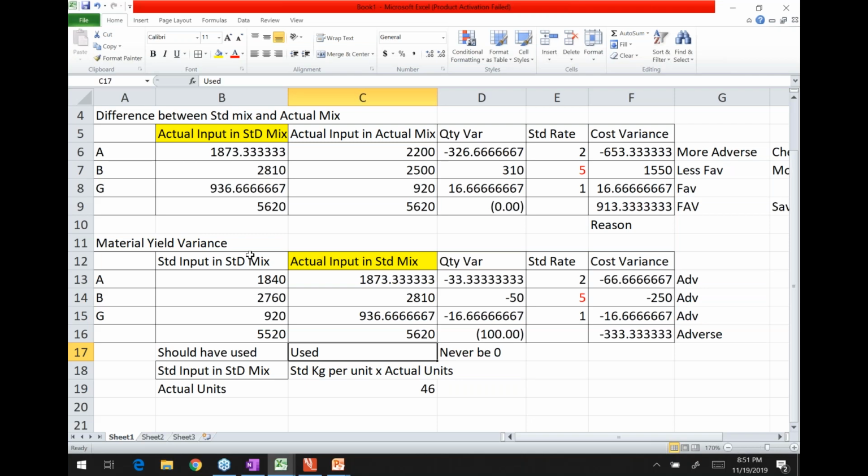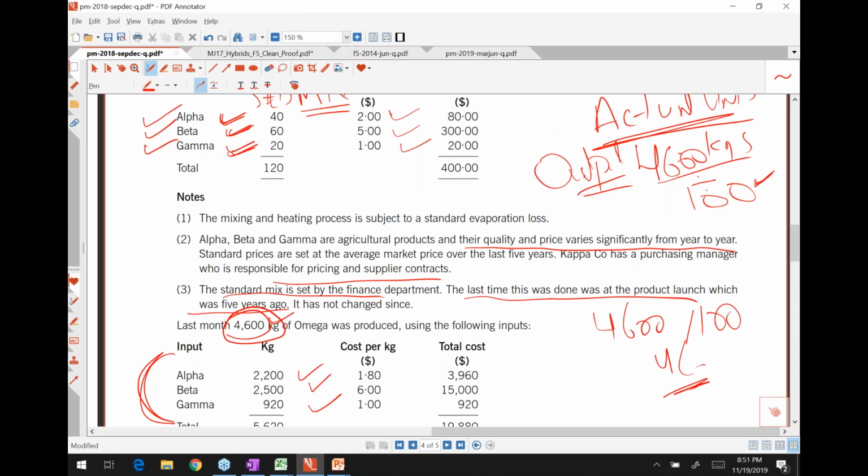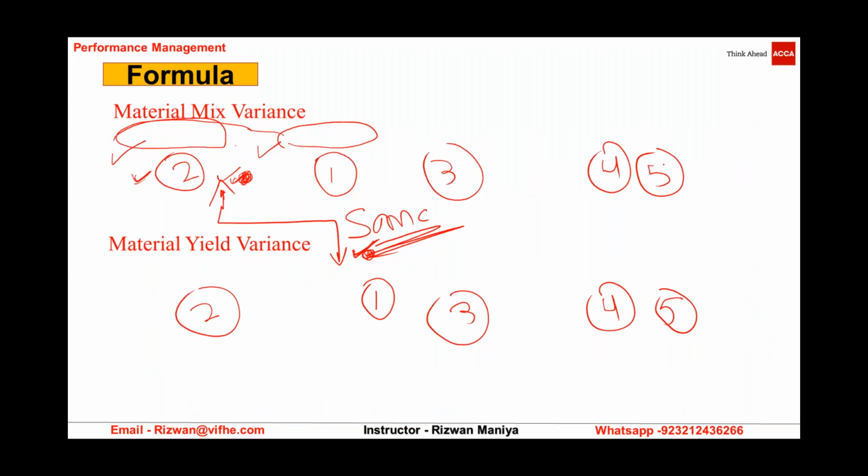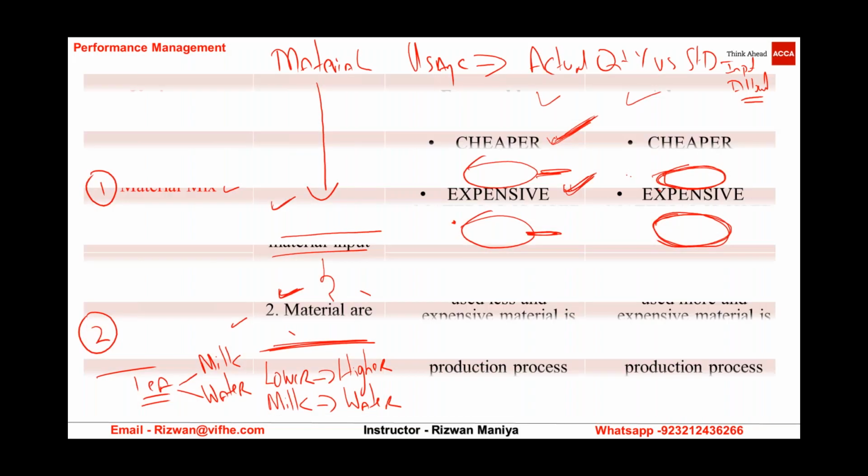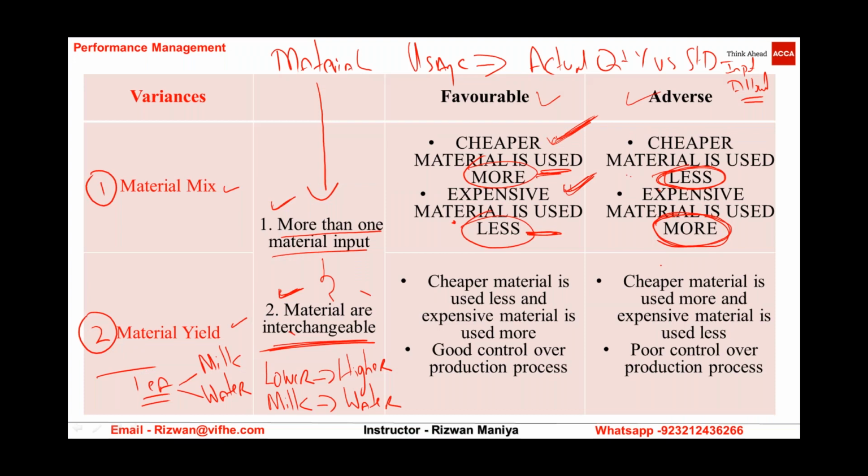Okay. This is adverse, and you have seen how quickly I've worked it out. Now let's move back to the variance reasons. So it's adverse. Let's see why this is adverse. What are the reasons? Number one, poor control over the production process. Yes, this results in more wastage, and more wastage means more input would have been required.